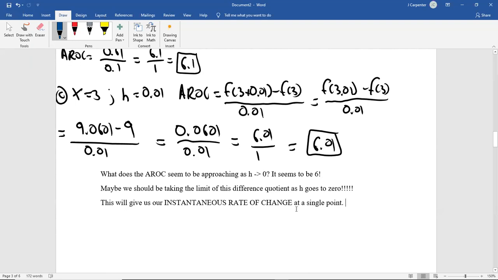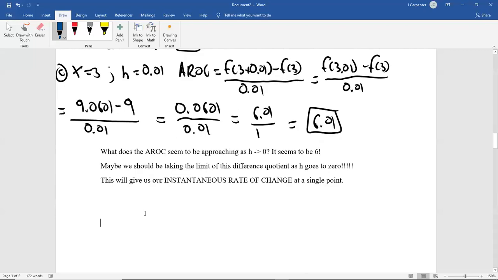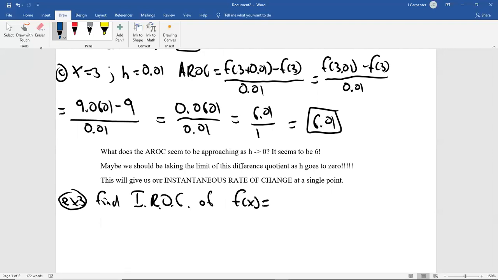So for example 3. I used to call it example 2 in my old notes, but it's now example 3. Let's find the instantaneous rate of change of the function f of x equals x squared at x equals 3.